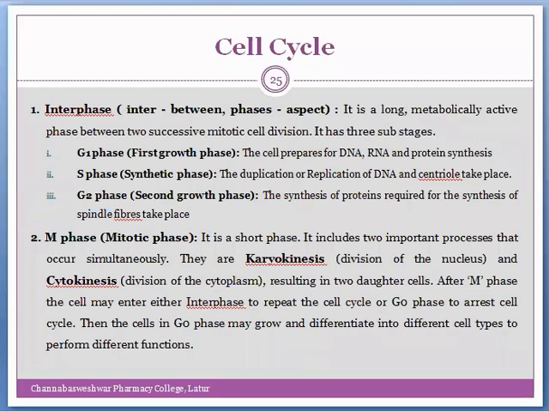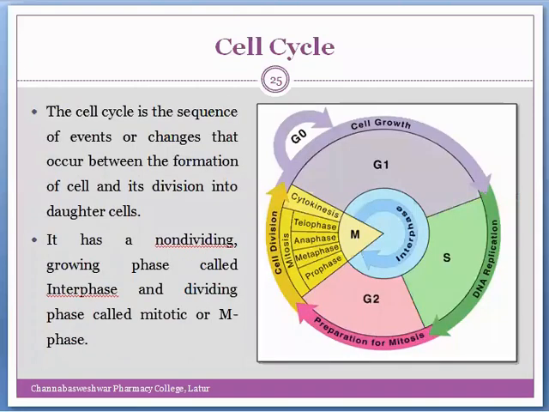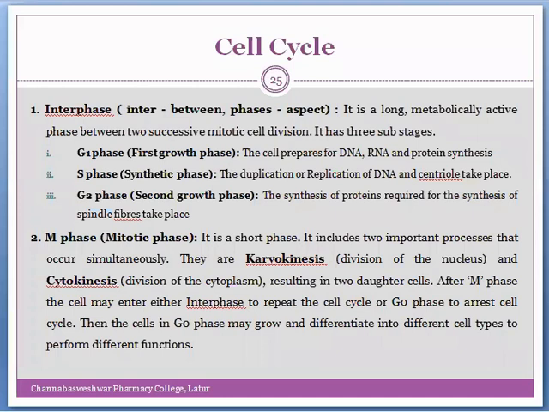Okay, you can see the previous slide. So look at this. First is G1, the first growth phase. In the first growth phase, DNA and RNA synthesis occurs. Then during S phase, replication of DNA and RNA occurs. And G2 phase is mainly responsible for preparation for mitosis. That is again the synthesis of proteins, which is required for the synthesis of spindle fibers, takes place. So that is about interphase.